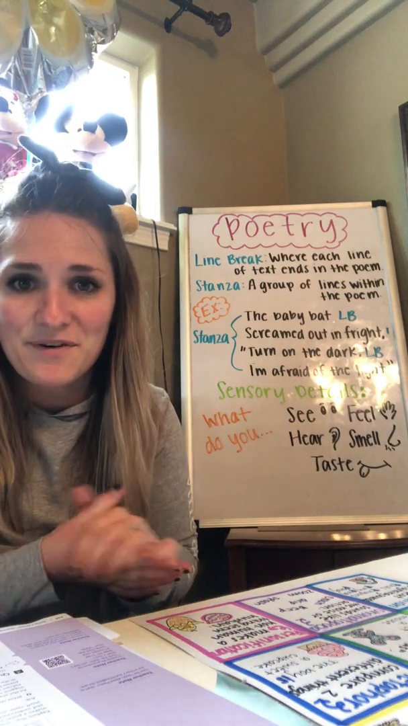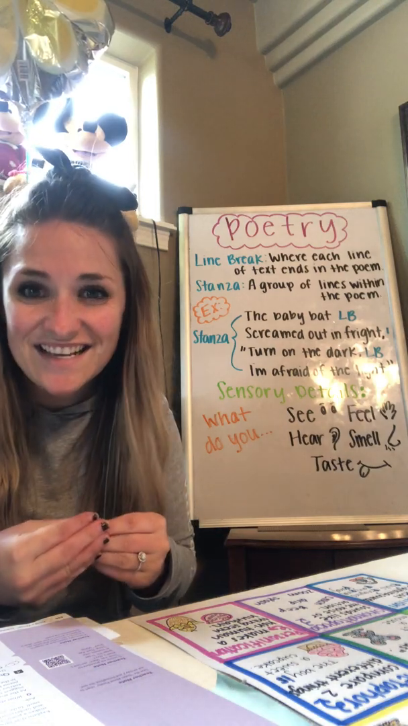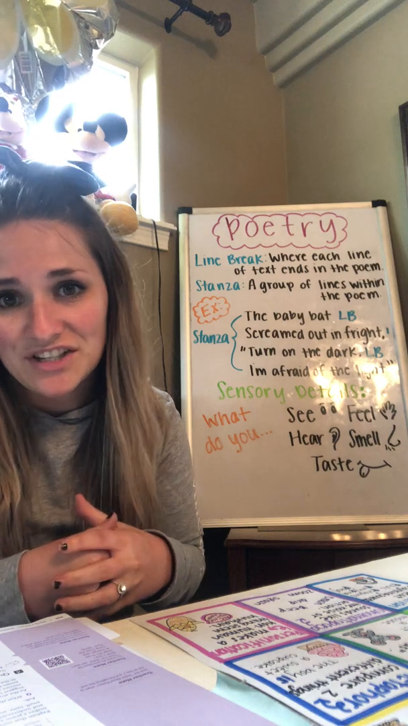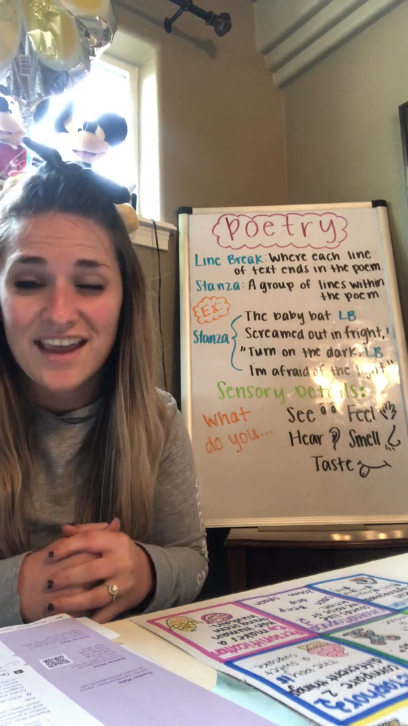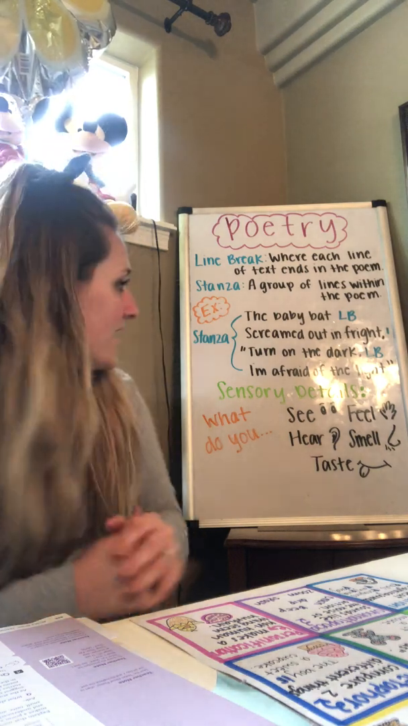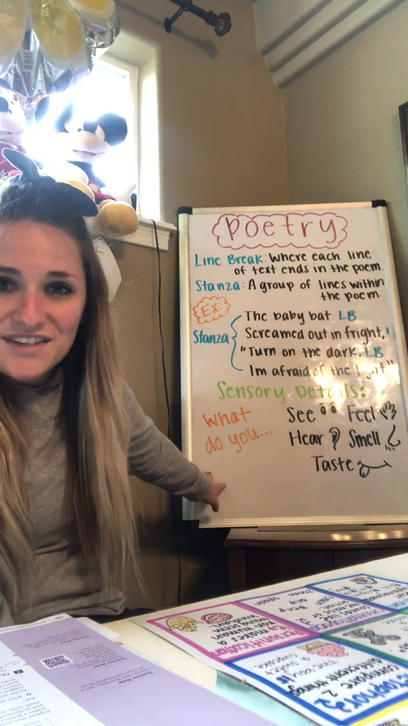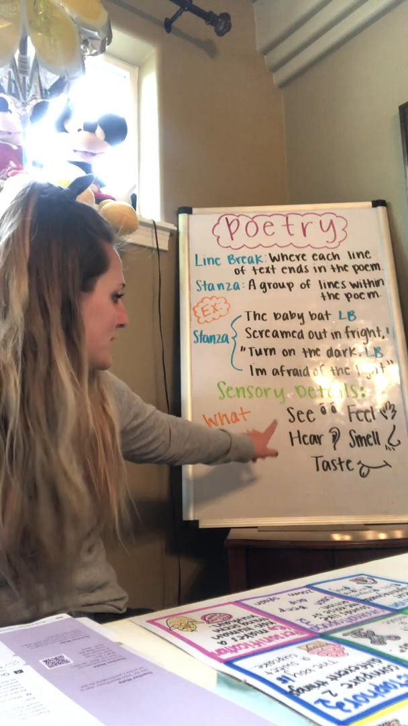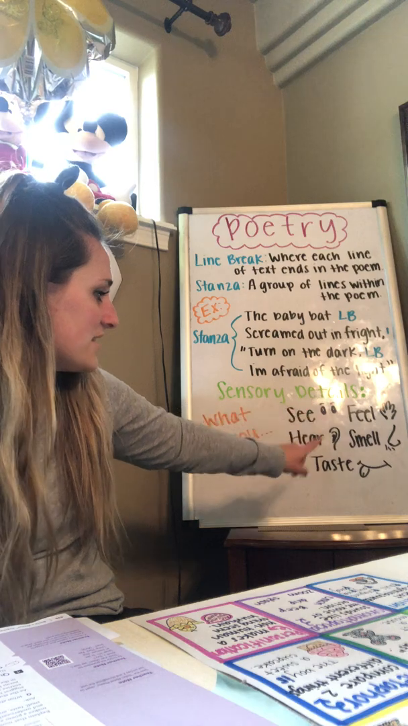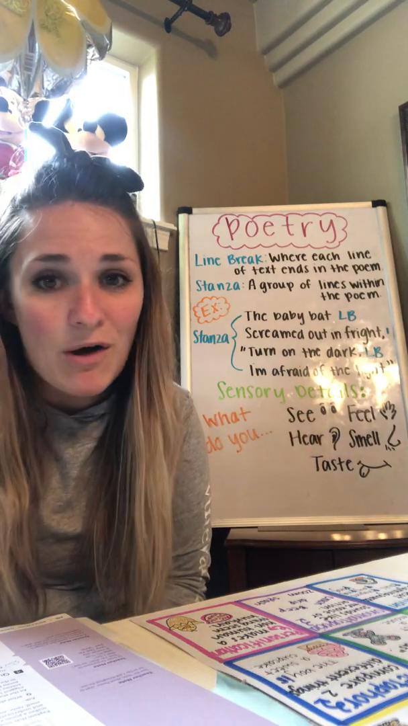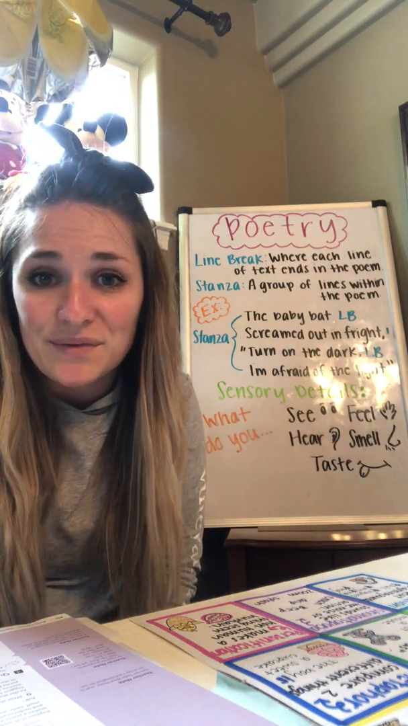The other big part of poetry is that they use sensory details to help get those emotions stirring or to get those imaginations going for what's going on in their poem. Things that you use with sensory details are your five senses. So you see, hear, feel, smell, and taste. And these are all things that you can include in your poems when you're writing.